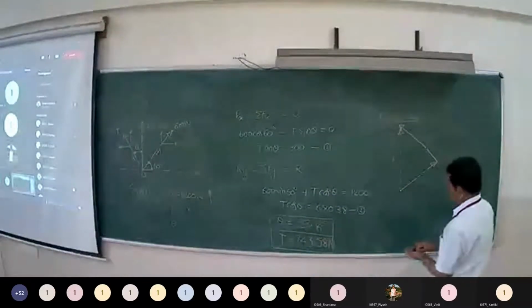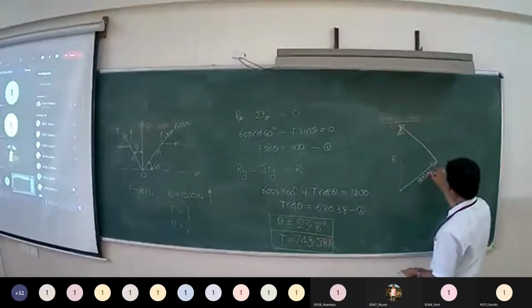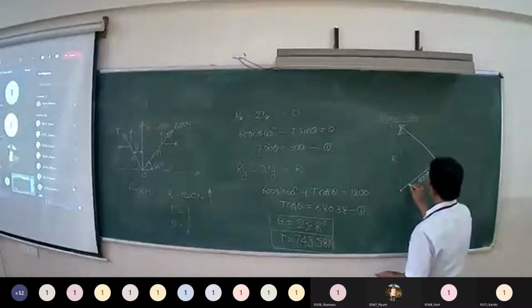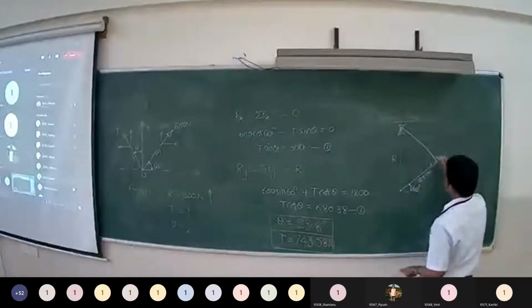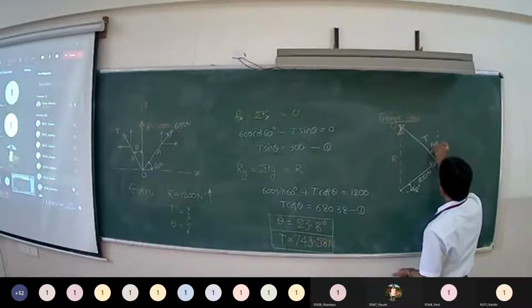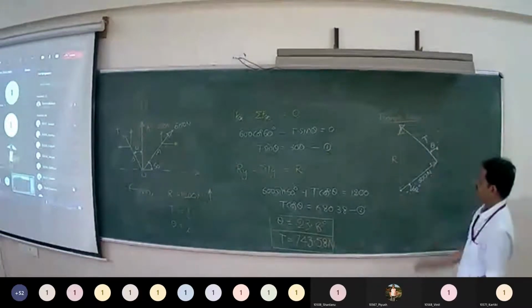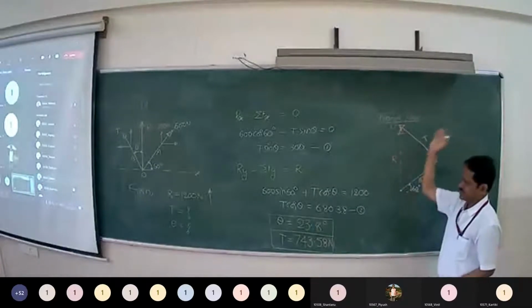So this is force 600 Newton acting at an angle 60 degrees with horizontal. Then you have force T acting at an angle theta with respect to vertical. Then it is given that the resultant is vertically upwards.